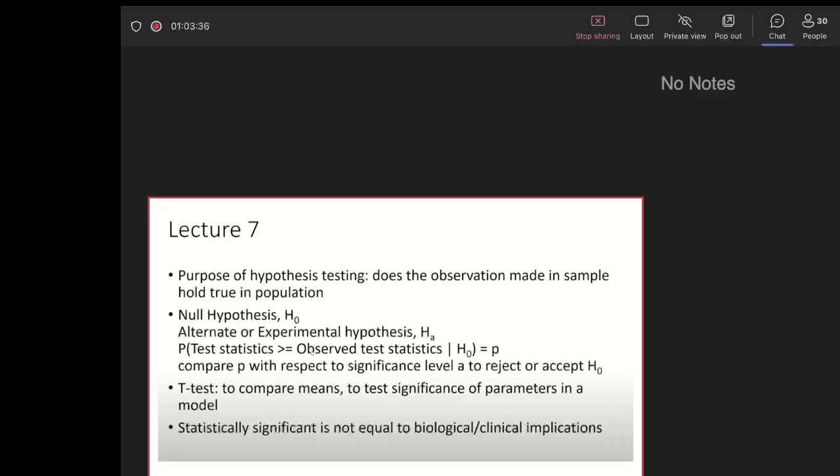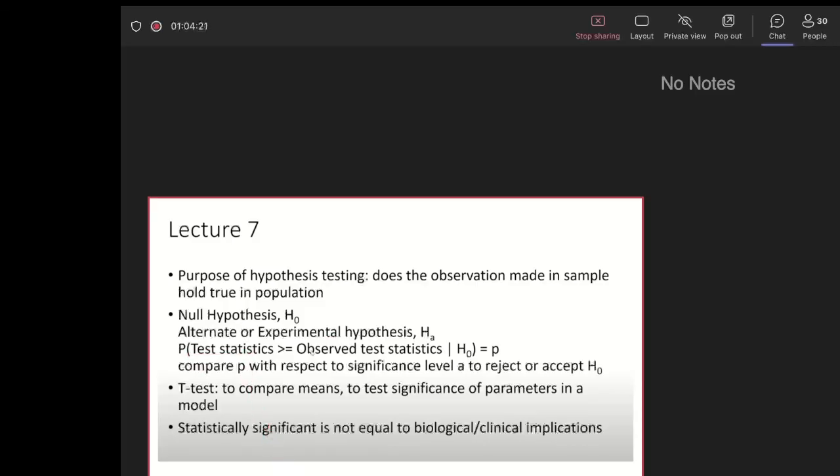So for example, in a forest of trees, your hypothesis is that the height of species A is lower than the population mean. Then that will be your experimental hypothesis. And the null hypothesis will be the opposite of the experimental hypothesis. So in this case, the null hypothesis would be that the trees of species A are of the same height as the population. So that would be the null hypothesis here. To compare this, we use the test statistic, which we will discuss.